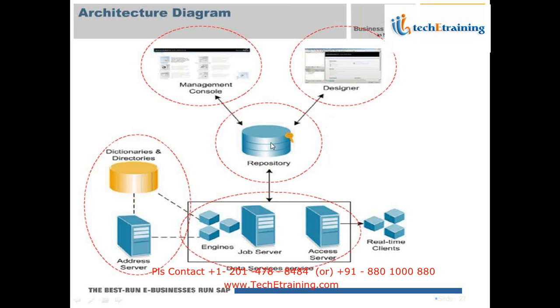Okay, I have a question here. We have extractions in BW and we have extractions in BODS. What is the difference between these two? The simplicity of how you handle data within BODS is another level.